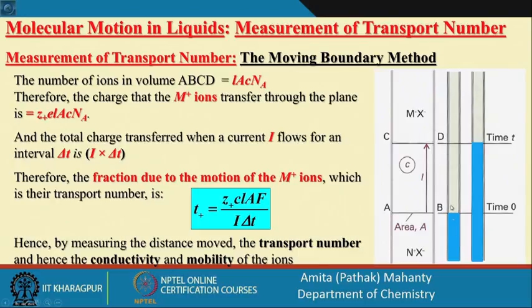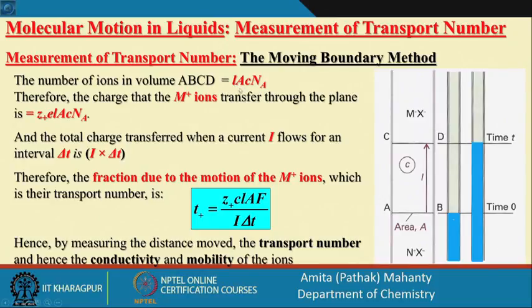This is the length L, and if the cross section area is A, then the volume element is going to be L into A. So, the total number of ions in this will be L into A into the molar concentration into Avogadro number. That is what we have. The total concentration of the electrolyte is equivalent to the total number of ions it is going to generate. So, this is going to be the concentration of the electrolyte into the Avogadro number. This is the volume element.